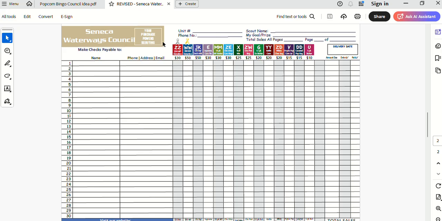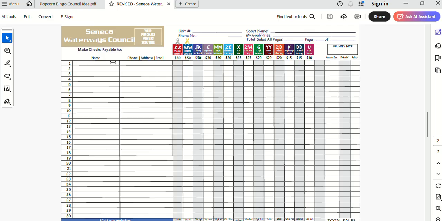So this is the main form for popcorn sales. The nut sales are very similar, so we're just going to go through one of the two. One of the most important things is to make sure your scout name is up here. All this other stuff is really fluff, but you really do need your scout name so we don't get the popcorn to the wrong people.